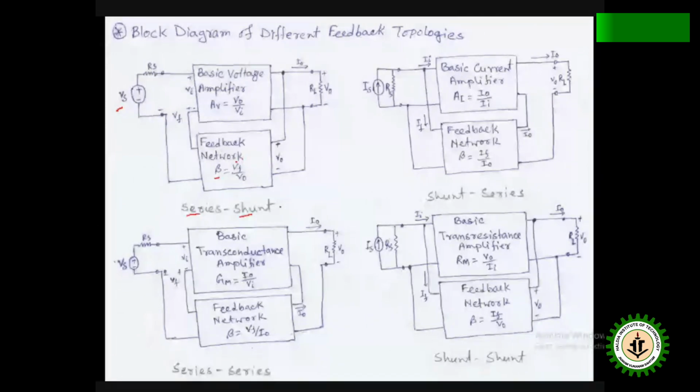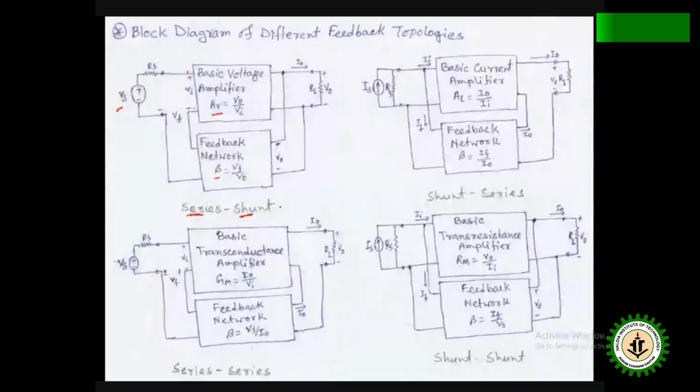So you see we use here voltage amplifier. That means the input is voltage and output also voltage. So basic voltage amplifier here. So here shunt sampling, series mixing. You see V naught in series. This is plus, this is minus, which is connected with this. That means Vs minus Vf in series. That means the Vi is nothing but Vs minus Vf.